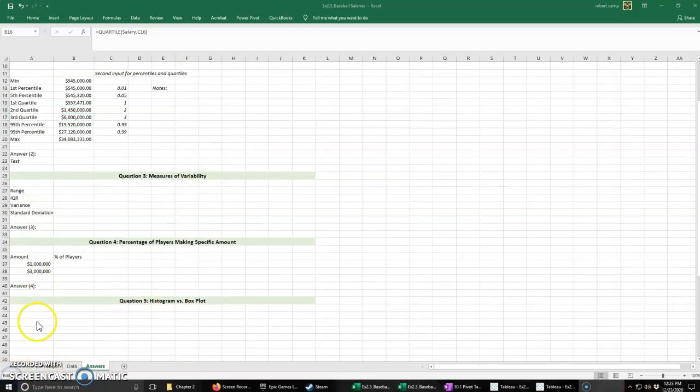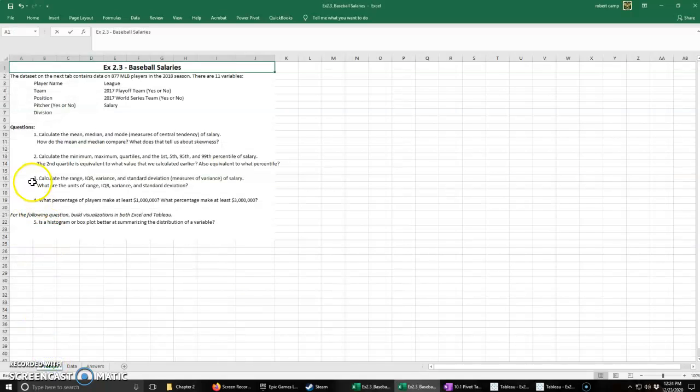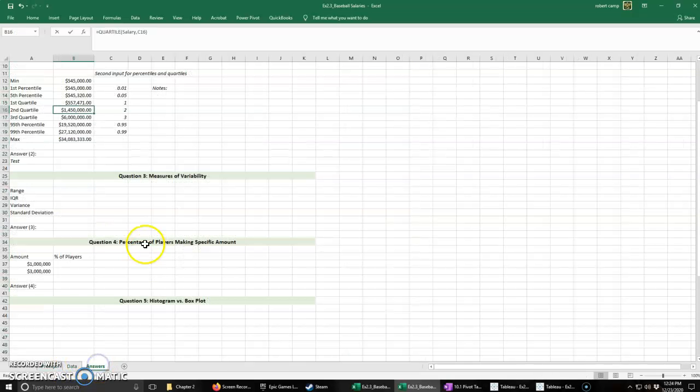Okay, so we're going to look at our measures of variability. So if we go back to the prompt, what did it actually want? Calculate the range, the interquartile range, the variance, and the standard deviation of the salary. What are the units of range, IQR, variance, and standard deviation? Well, let's go calculate those first.